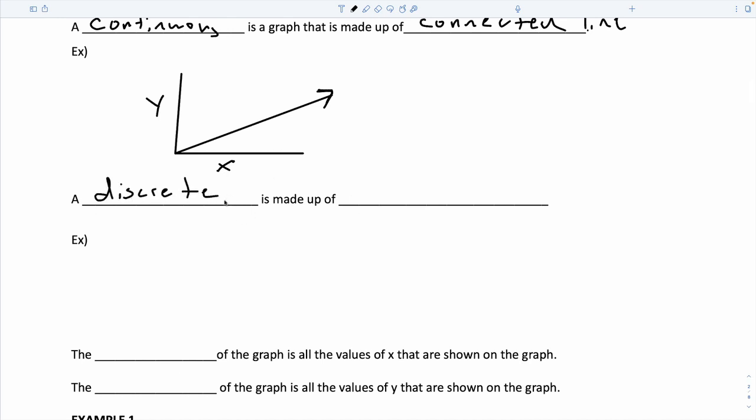A discrete graph is made up of distinct or unconnected dots.